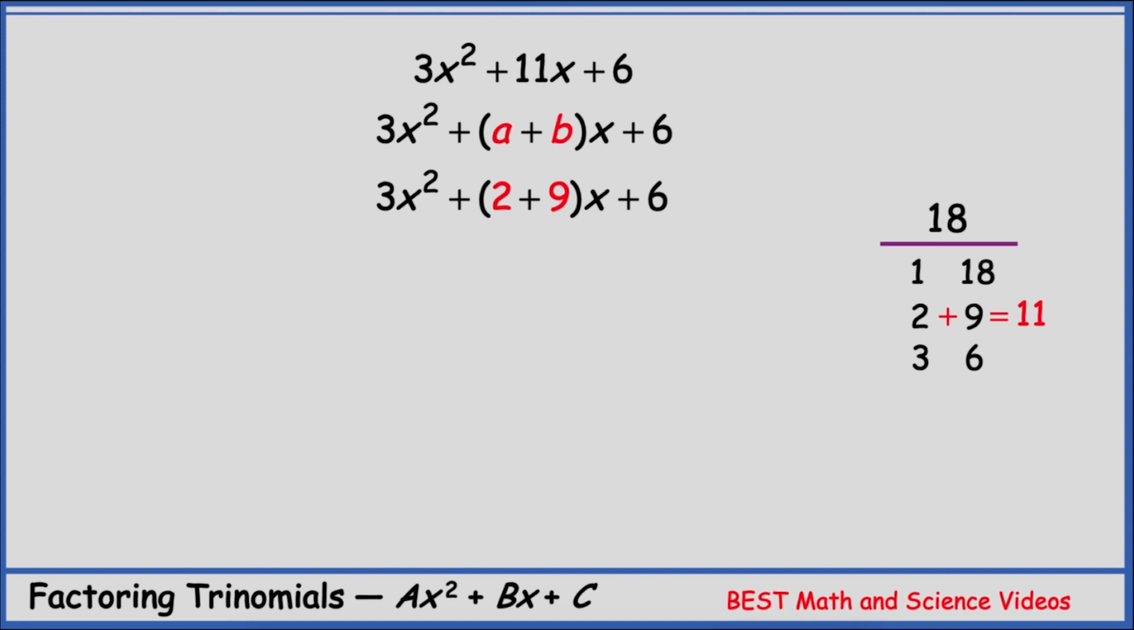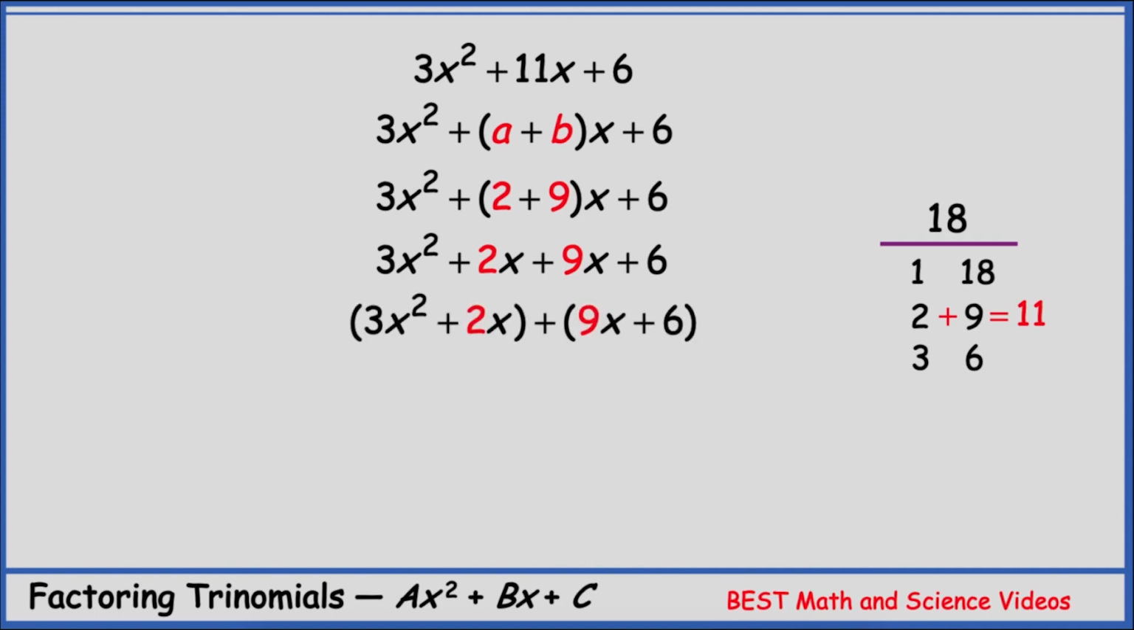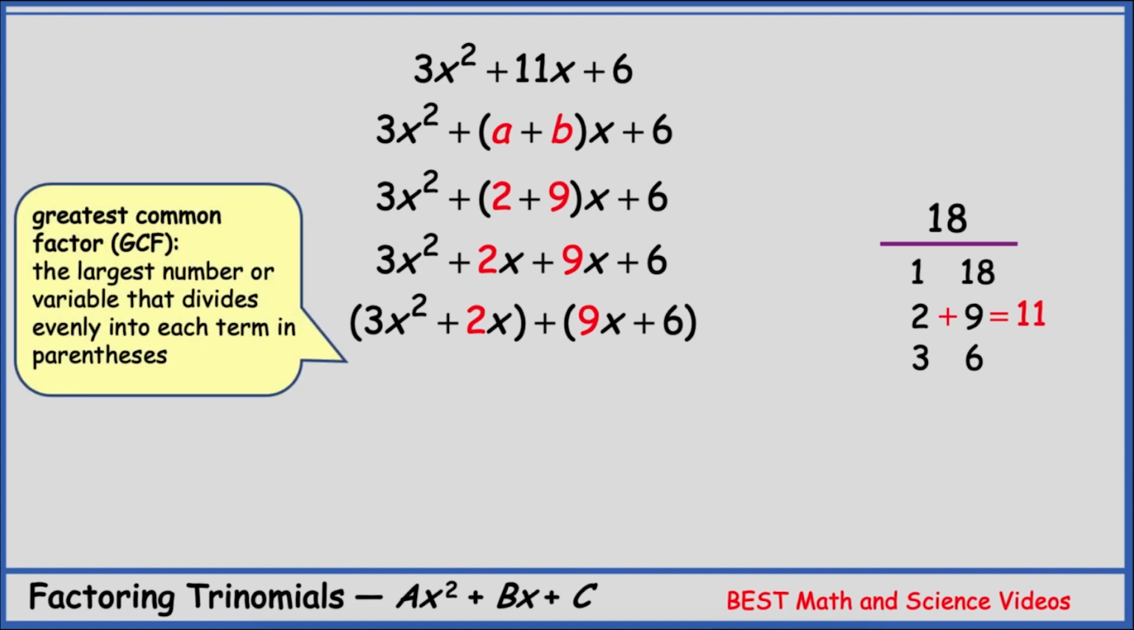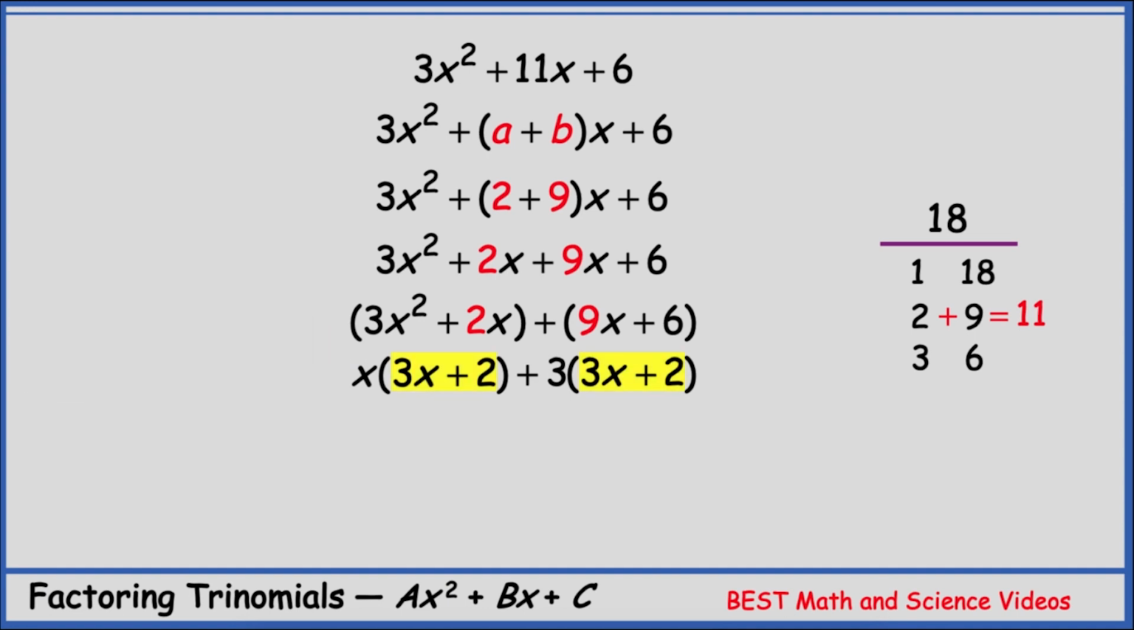And then use the distributive property to write each term separately. Next, draw parentheses around the first two terms and around the second two terms. What is the greatest common factor of each set of parentheses? Factor x out of the first term and factor 3 out of the second term. Notice that both these terms have the common factor 3x plus 2.